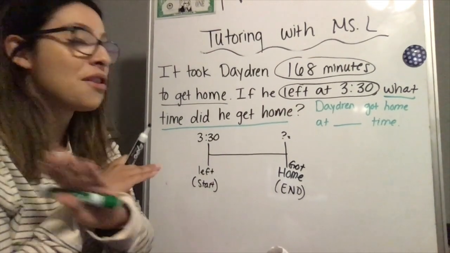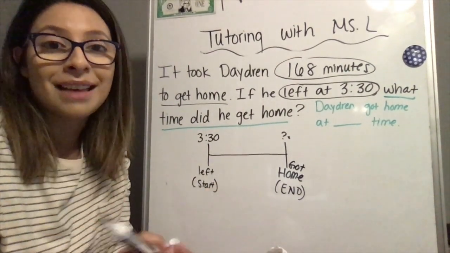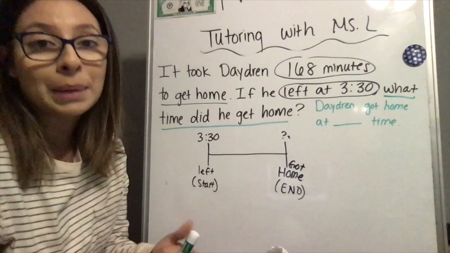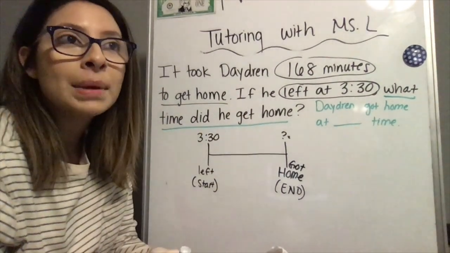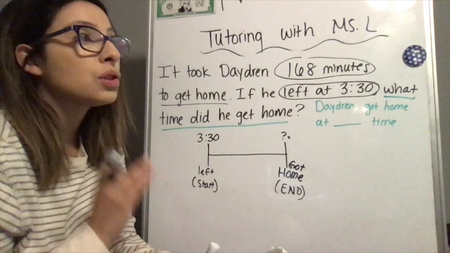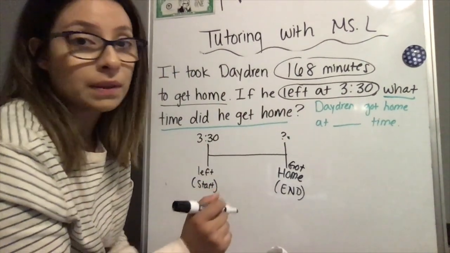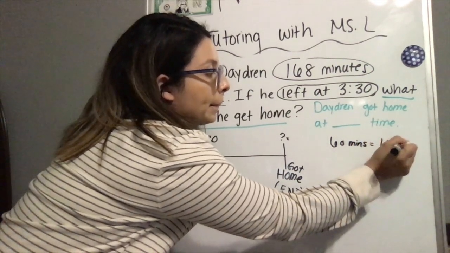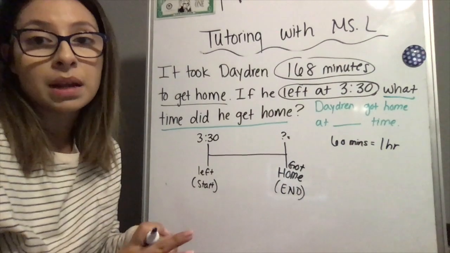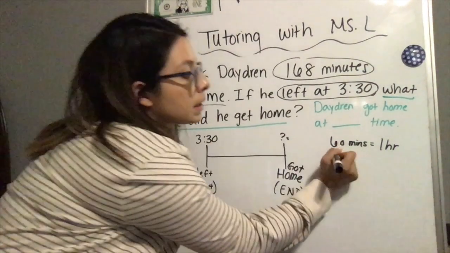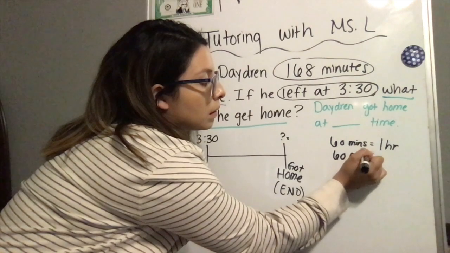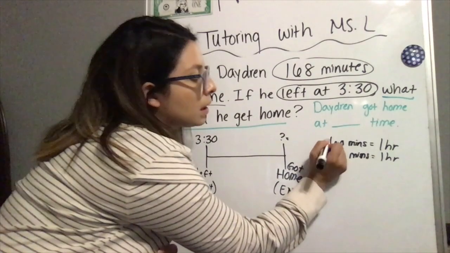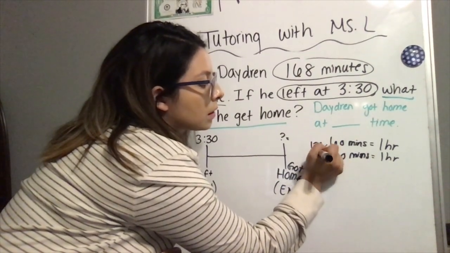Miss LaFuente does not want you to count minute by minute. That'll take you forever, and you only have 4 hours on your STAR test. So 168 minutes. Ask yourself, how many minutes are in an hour? So in my head and on my paper, I'm going to write this down. 60 minutes equals 1 hour. Okay, well, I have 168 minutes, so I think I can still go. 60 more minutes gives you 1 more hour. So far, 60 plus 60, that's 120 minutes.